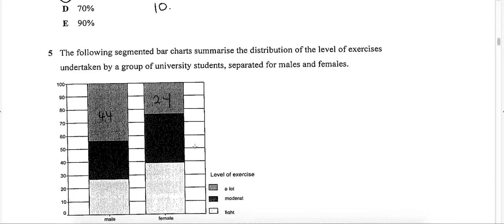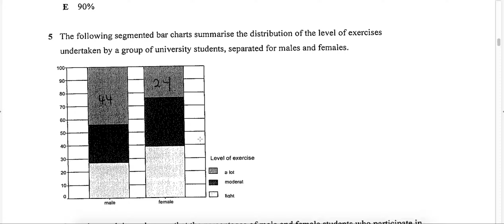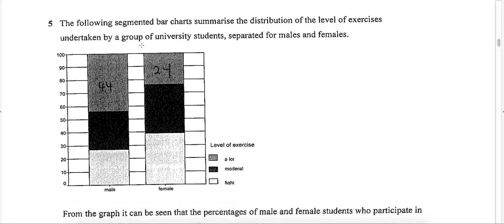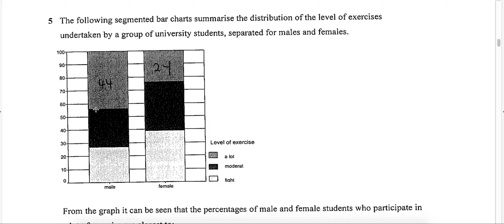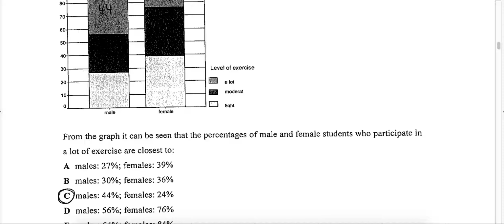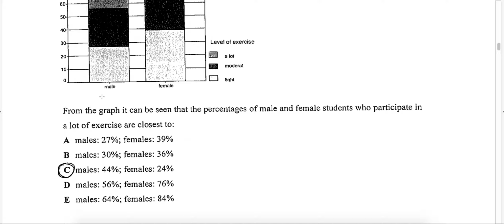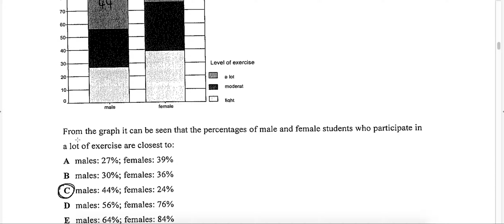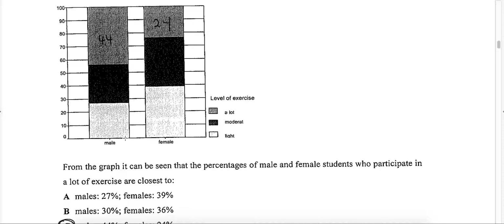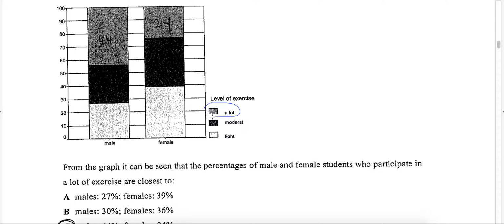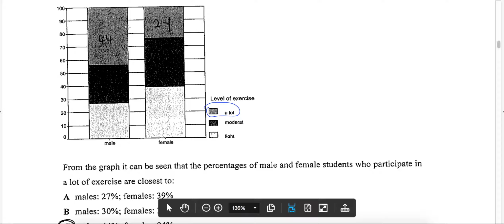For the next one, this one was reasonably well done, but just be careful because of this value. Now I'll show you what the key mistake is with this one. So you should have got C. We wanted the percentage that participate in a lot of exercise. So you're looking at this one here, which you'll see is on the top. So it's drawn on the top in the key. It's on the top in the columns as well.